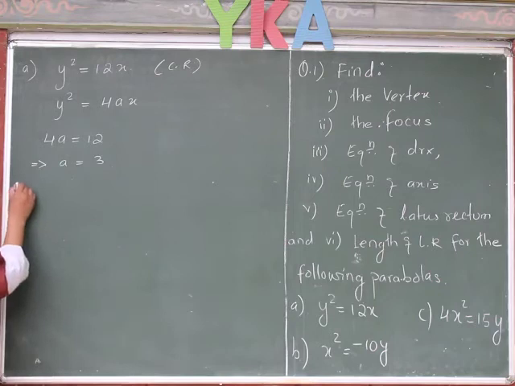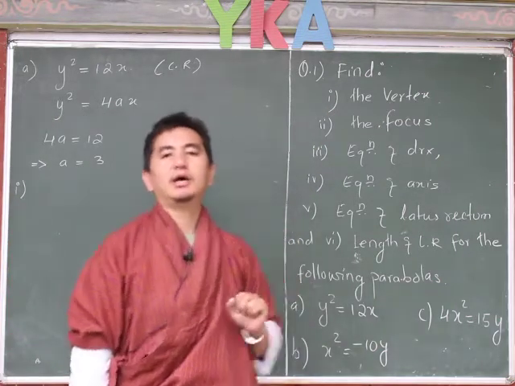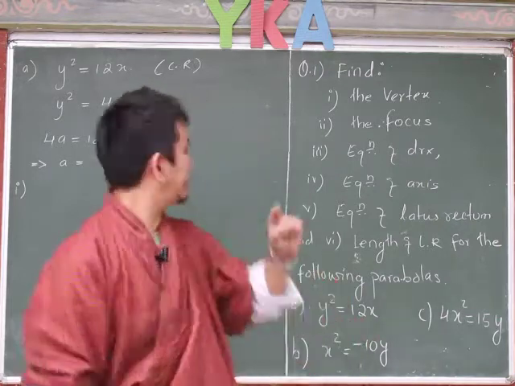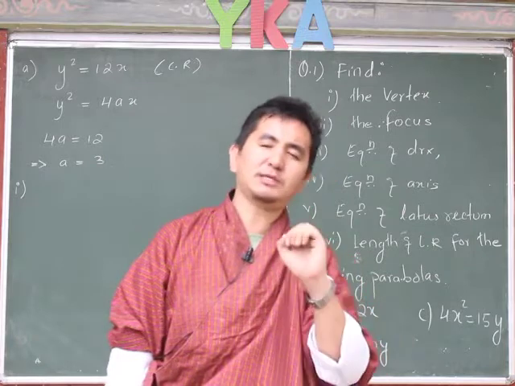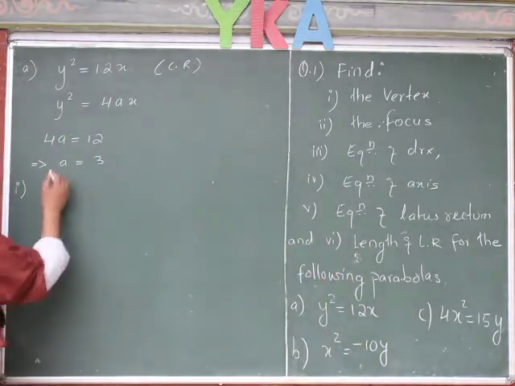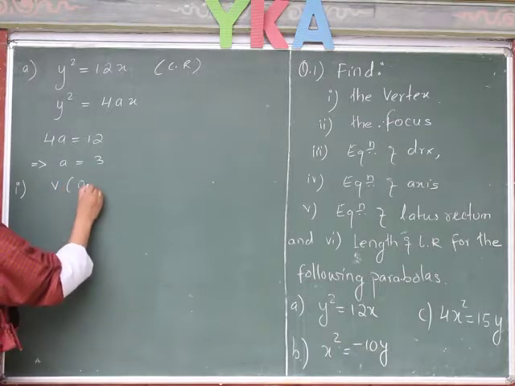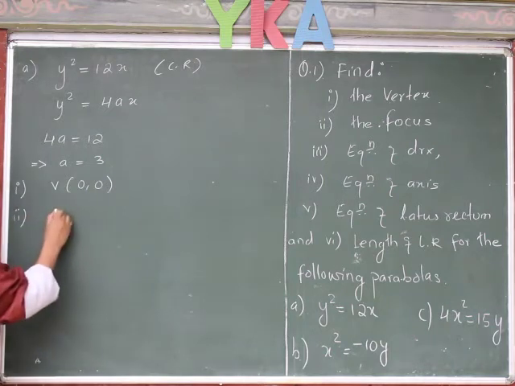Anyhow, let me start solving number 1, which is the vertex. As I mentioned yesterday, for this type of standard form of equation, the vertex is always at the origin. Therefore, the vertex is (0, 0). Simple as that. Then number 2, we need to find the focus.